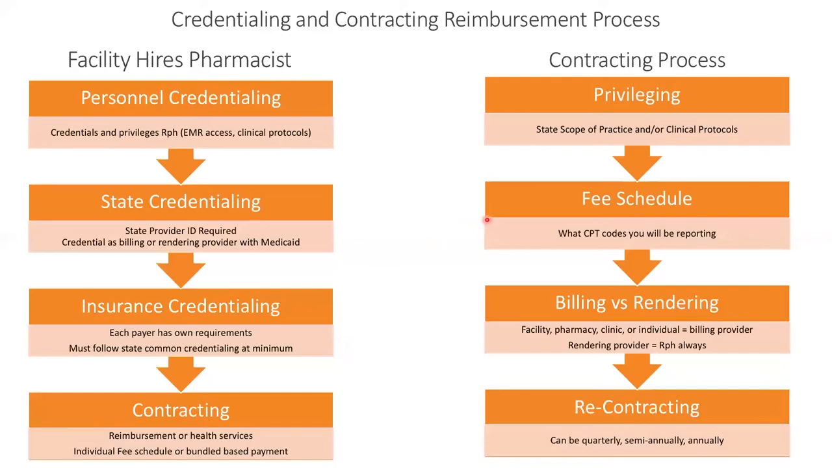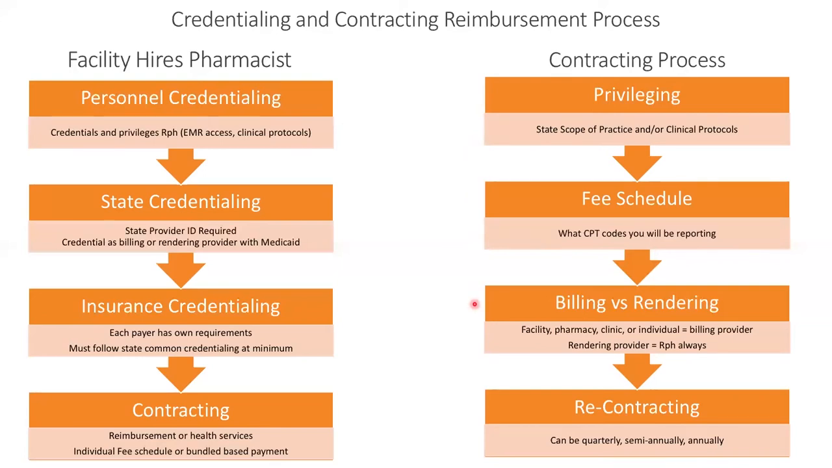Now, the contracting process is on the other side here, and with the contracting process, really you want to start with privileging. What are the services you want to be providing within your service site? You identify what those services are, and then you work with the plan, the payers, to establish a contract that has a fee schedule for the services you want to provide, and those services are going to be defined by the CPT codes that code for what we've done.